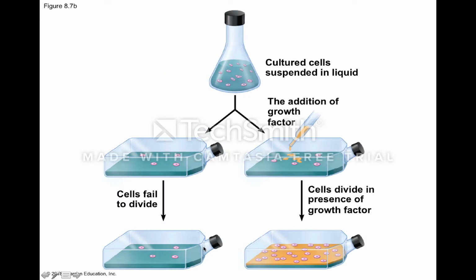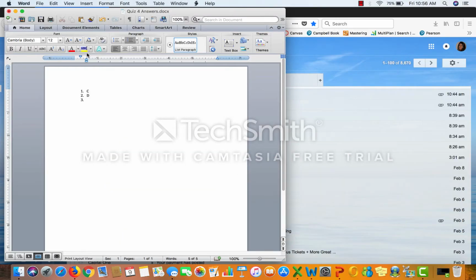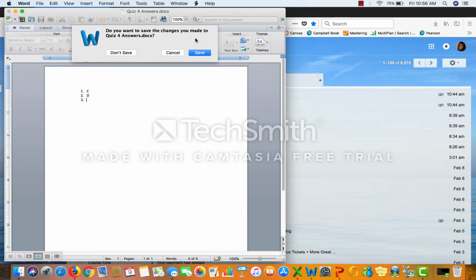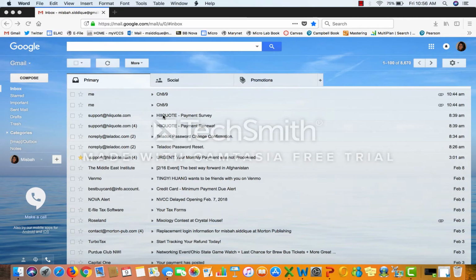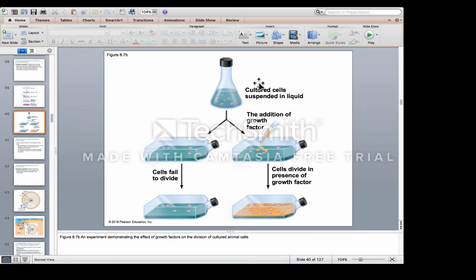overlap one another. So one thing we can do to grow tissue is we can try to suspend this tissue or cells in liquid. And so you see this broth in an Erlenmeyer flask, you've got the cultured cells. If you want to add growth factor to it, you know what will happen.